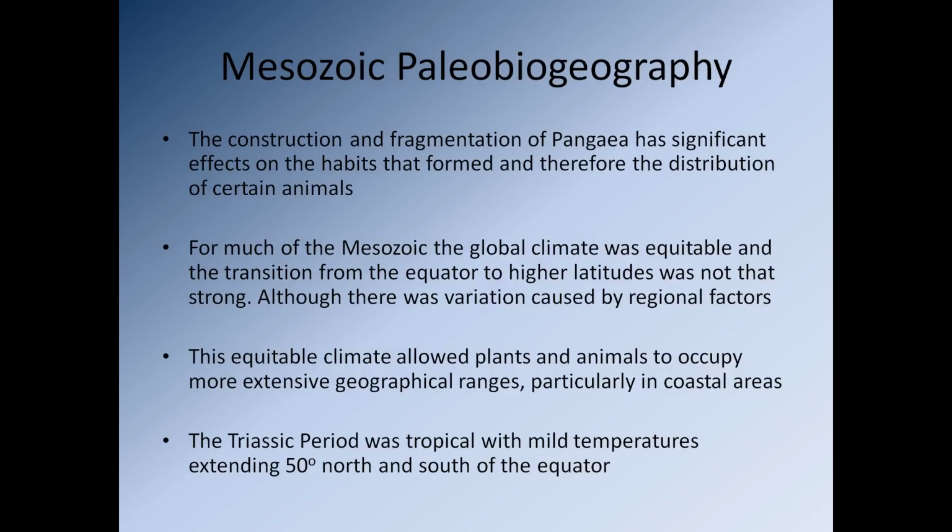So the equitable climate allowed plants and animals to occupy more extensive geographical ranges, particularly in coastal areas where there was lots of rain. So just to give you some idea, the Triassic period was tropical, with mild temperatures extending 50 degrees north and south of the equator. So 50 degrees north or south of the equator essentially puts you, give or take a little bit, around the northern states of the US, say about South Dakota. So imagine mild, semi-tropical conditions extending all the way up to South Dakota.